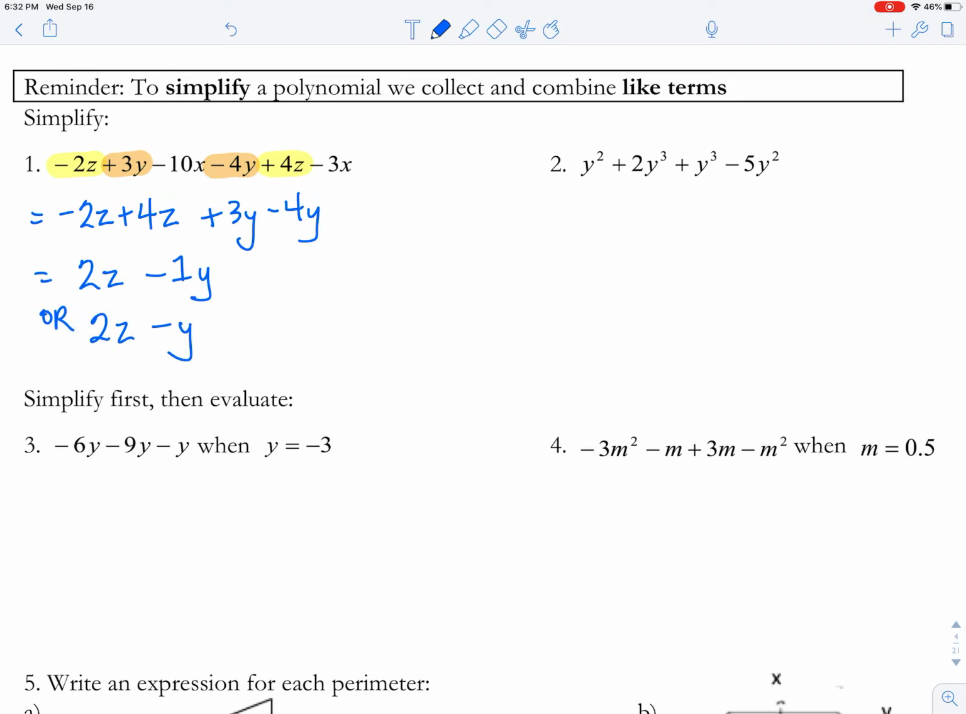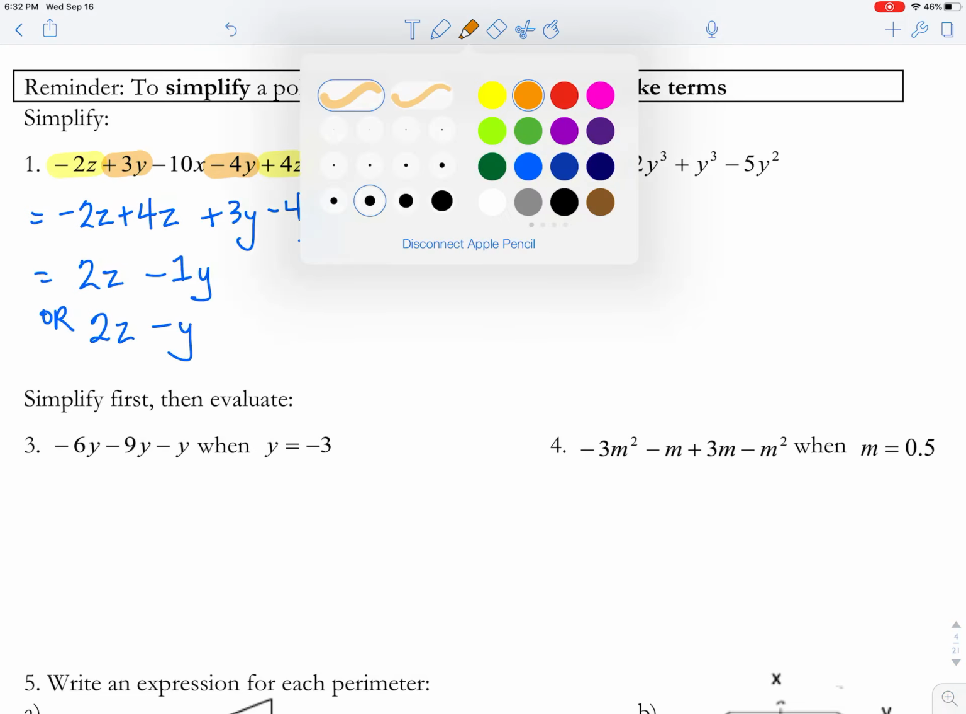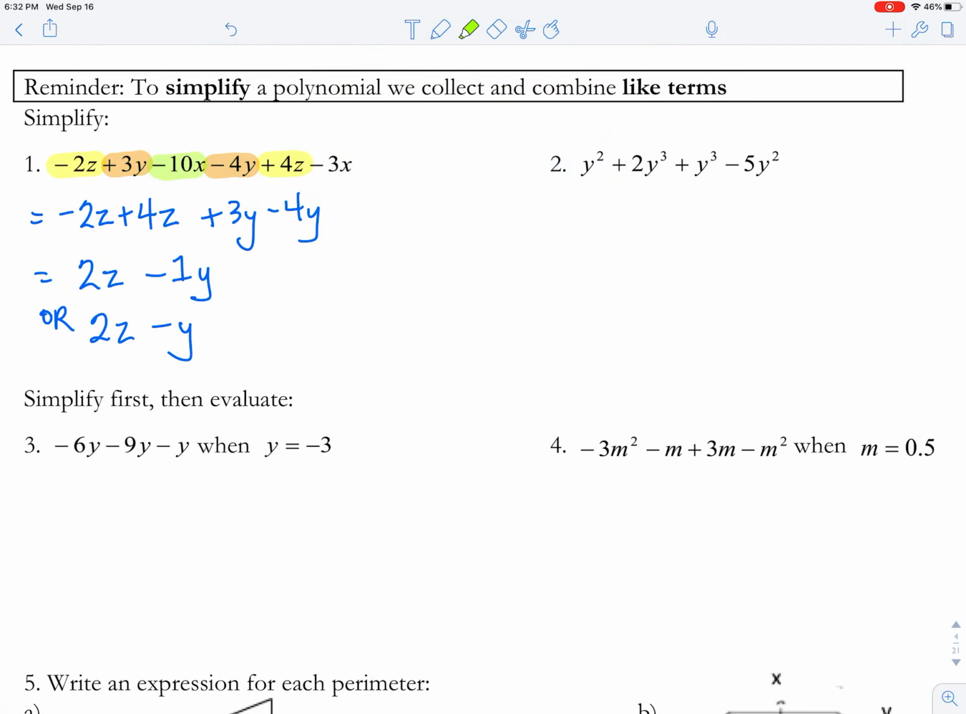So it could be or. And then last but not least, we have minus 10x, and minus 3x. So again, not necessary to write them out, but if it helps you keep track of them, write them out. But take away 10x, take away 3x. Overall, we'd have minus 13x.